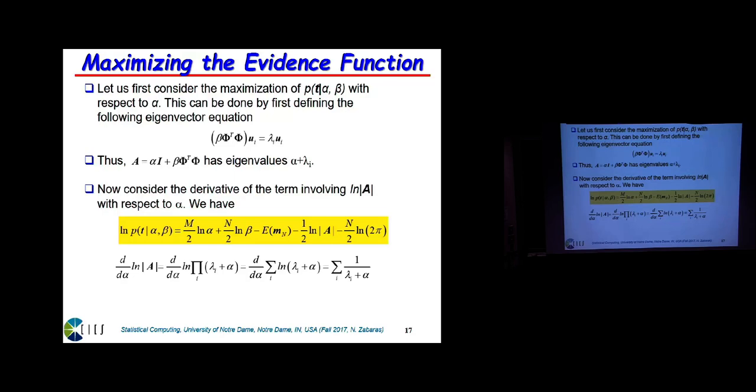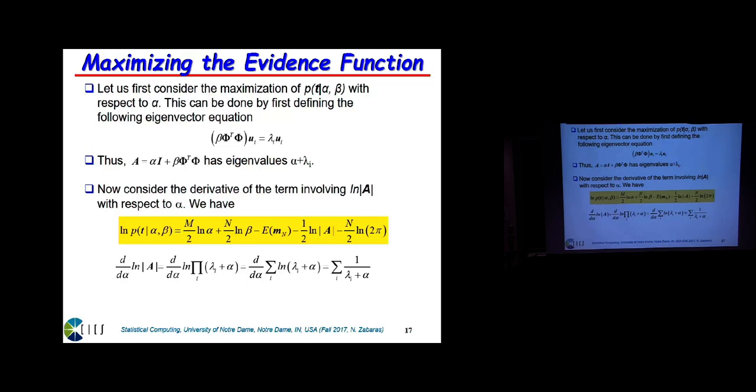Objective. So we don't forget, we want to maximize this with respect to alpha and beta. Alpha and beta are scalar parameters, all right? This is what we want. Phi transpose Phi is a symmetric matrix, well-behaved. I can do an eigenvalue analysis, and let's call the eigenvectors u_i, the eigenvalues lambda_i. So the matrix A that we have, in our case here, is alpha I plus this matrix. So obviously the eigenvalues of A are alpha plus lambda_i. Alpha is a positive number, right? Lambda_i would also be positive, okay? So these are the eigenvalues of our matrix A.